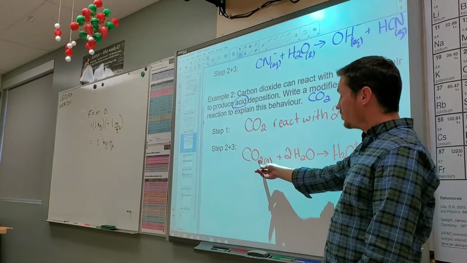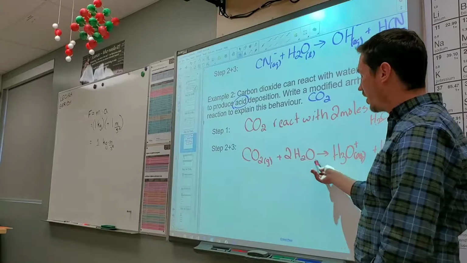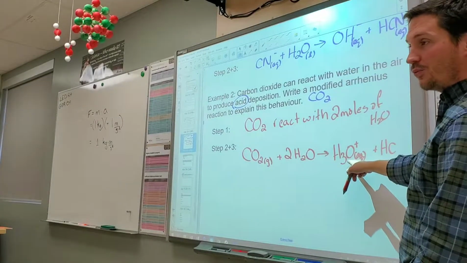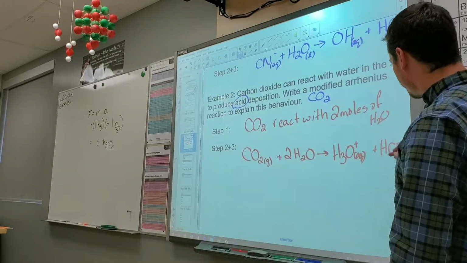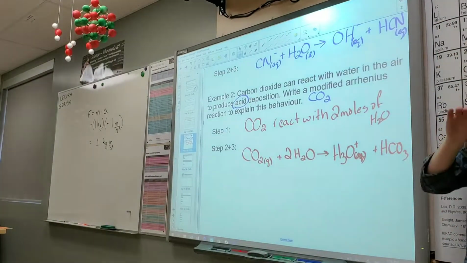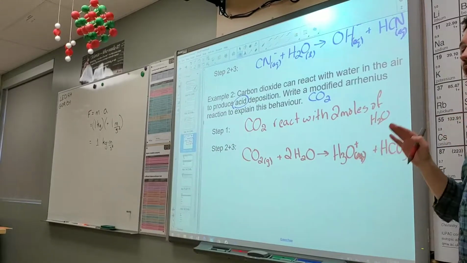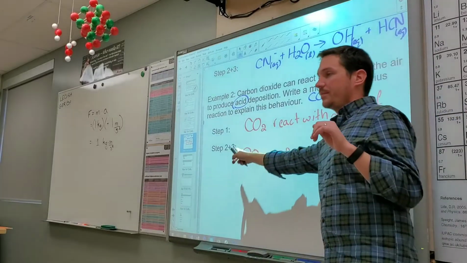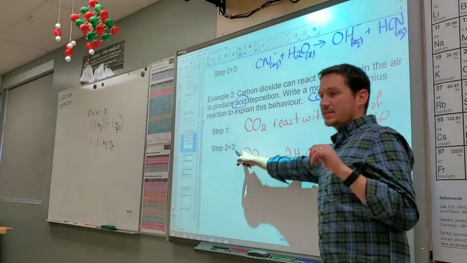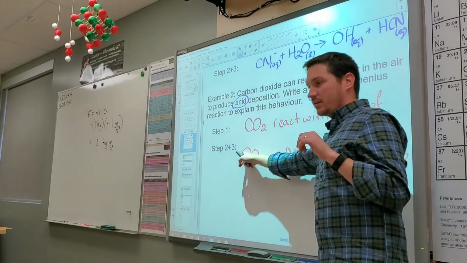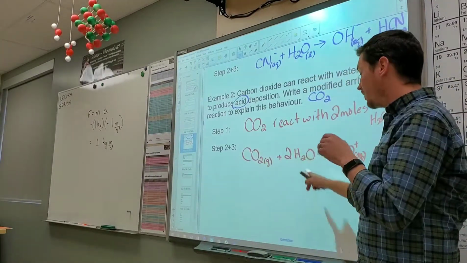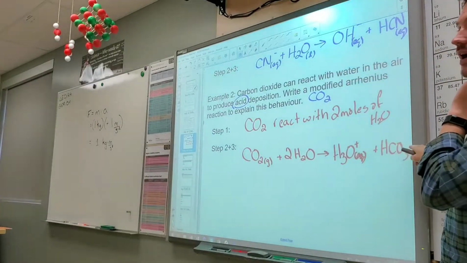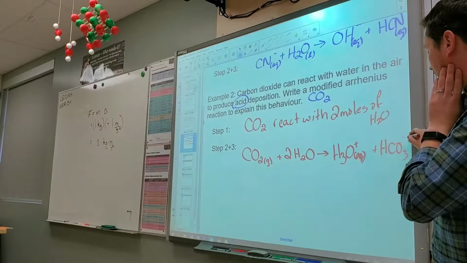How many oxygens are left? I see 2, 3, 4 on the left-hand side, and how many have we used up so far? 1, so we've got 3 left. And you don't have to do anything other than the law of conservation of charge. What's the total charge on the left-hand side? Nothing. Do you agree with me that there's no charge on the left-hand side? So if we're going to make a positive, what do we have to make along with that positive? A negative.